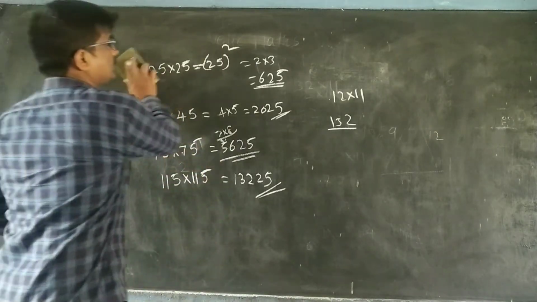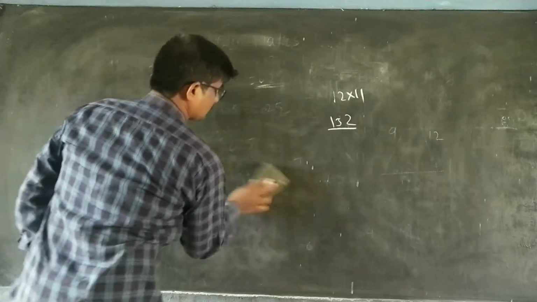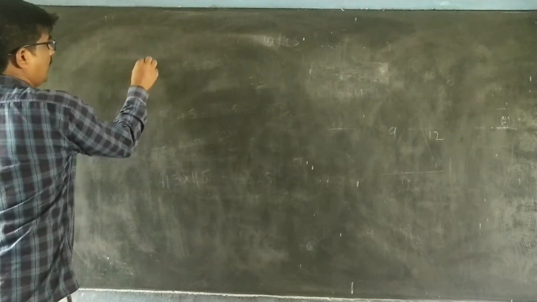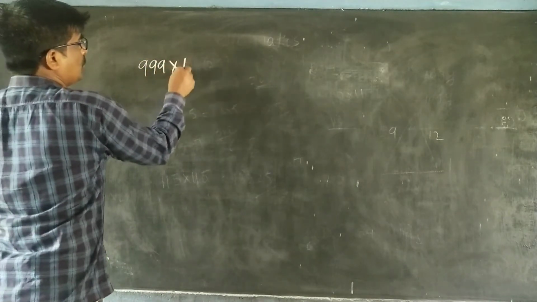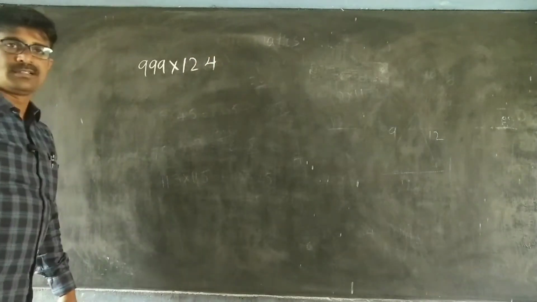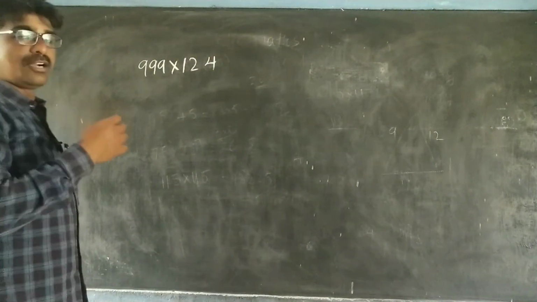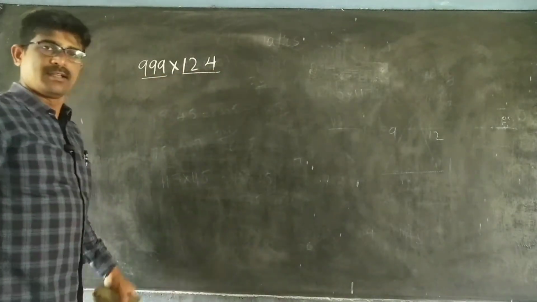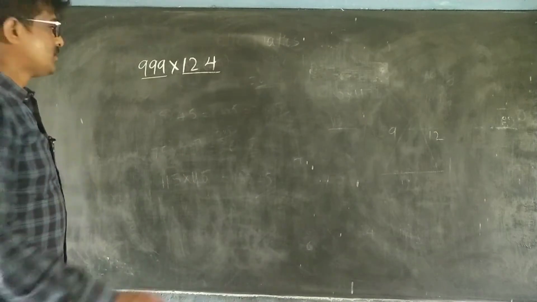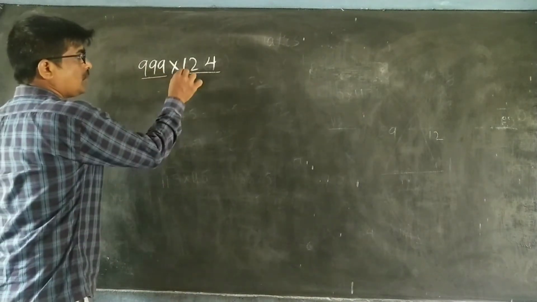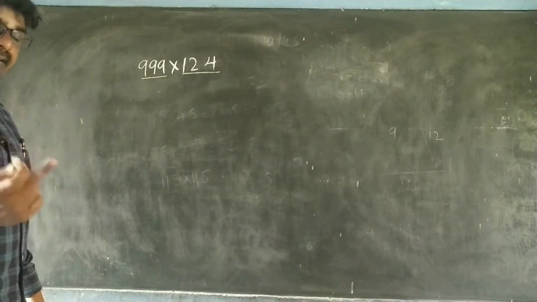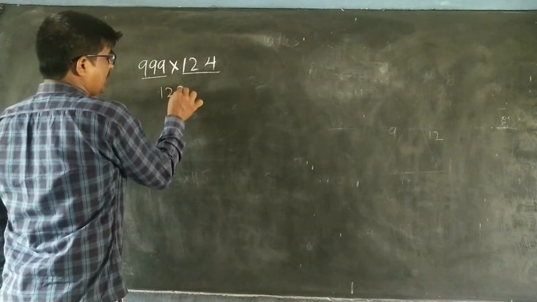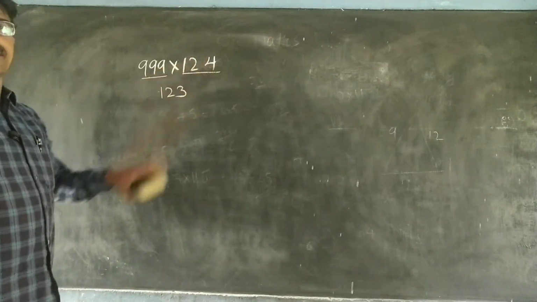Next, another one. Listen. For example, 999 into 124. This shortcut method is applicable where there are 3 nines and here also 3 digits. Only then you have to apply it. First you have to write 124 less one, that is 123. 24 minus 1 is 23.